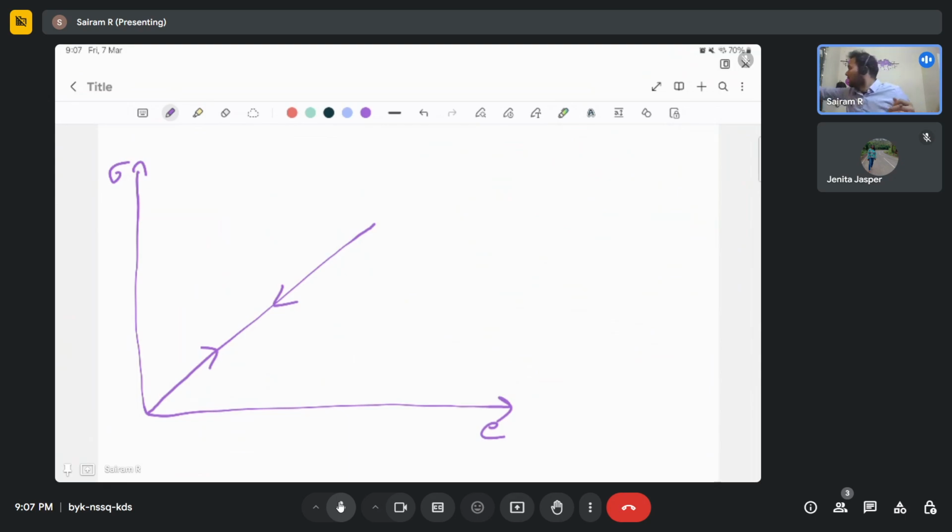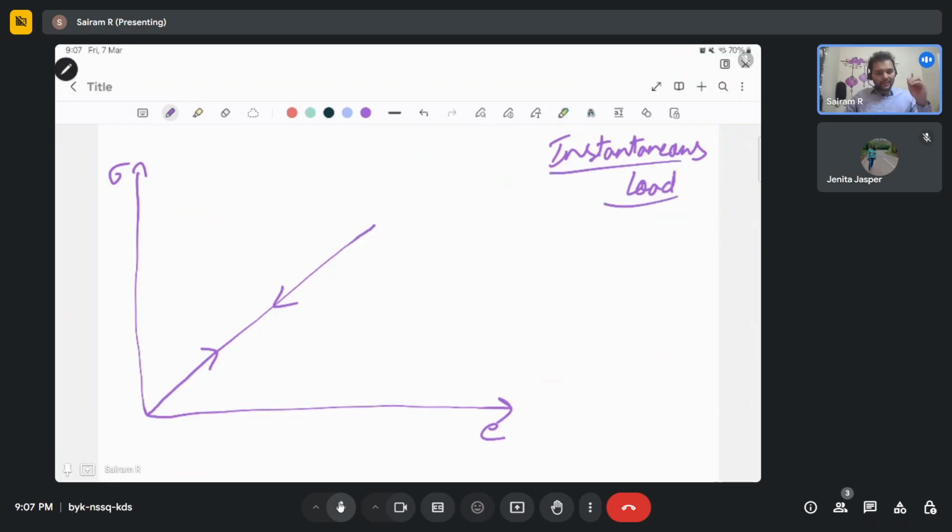In certain cases, what if there is a time delay for my strain to exhibit itself? So I have applied an instantaneous load, however, my material or my sample is unable to reach the maximum strain that it can achieve at this given load.